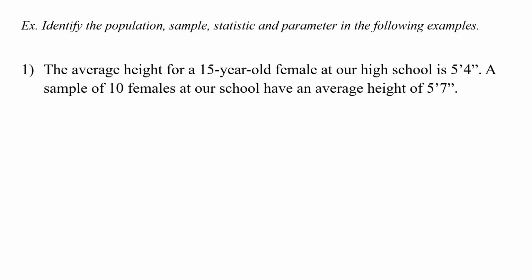I just have two situations here. The first situation says the average height for a 15-year-old female at our high school is 5'4". A sample of 10 females at our high school have an average height of 5'7". So what's our population here? Our population is the larger description of who we're getting information about. In this case, our population will be the 15-year-old females at our high school. Okay? And they're specific about 15-year-old females.